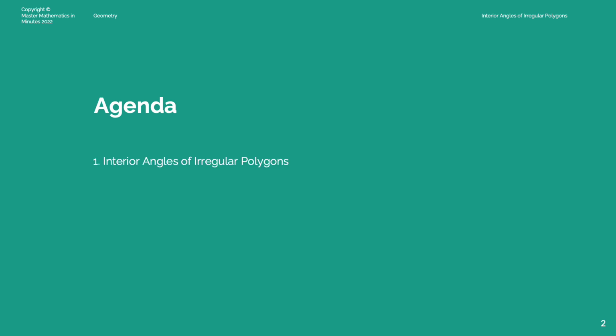Today's topic is about the interior angles of irregular polygons. And we'll cover a couple of examples on how to calculate angles of irregular polygons. And we will conclude the topic with a summary.